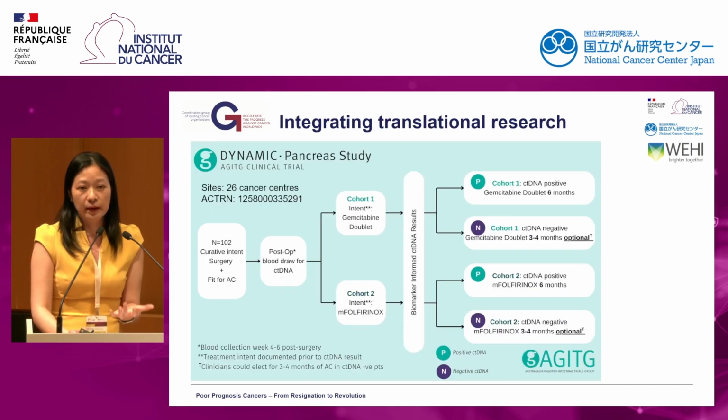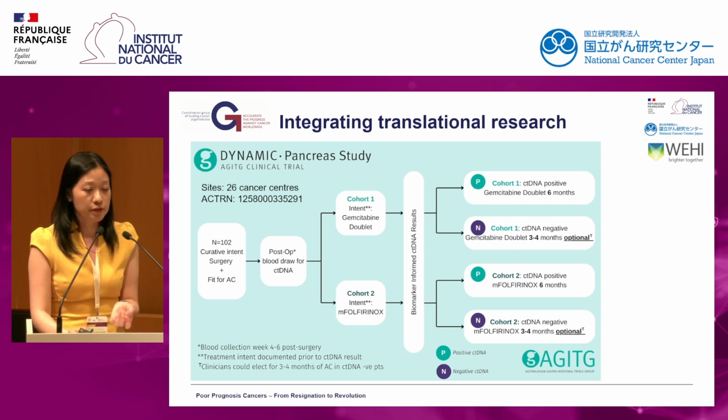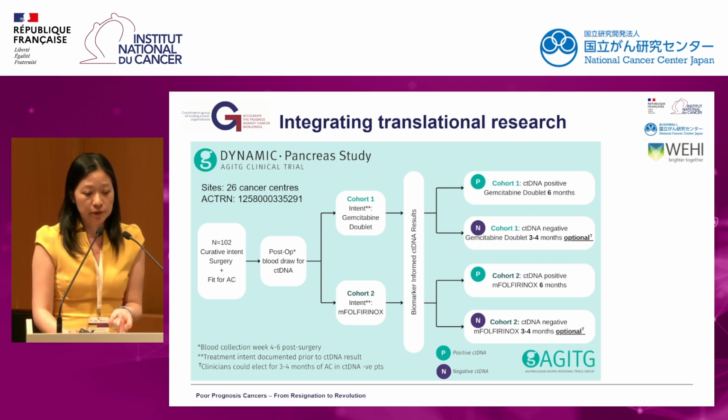I'm going to move on to talk about how registry-based trials can be integrated into translational research. So this is data that was presented last year at ASCO from our dynamic pancreas trial, and this is a trial that investigated the use of circulating tumor DNA to help guide adjuvant chemotherapy treatment. So the study is run across 26 cancer centers, and we had 102 patients enrolling in the study. So patients enrolled after their curative intent surgery, and they had to be fit for adjuvant chemotherapy.